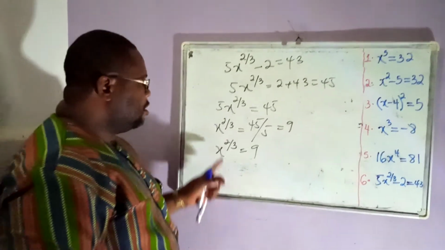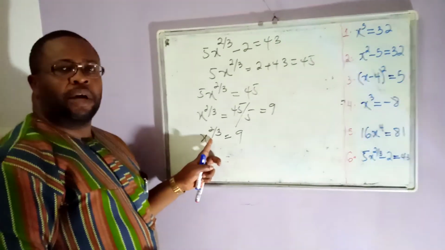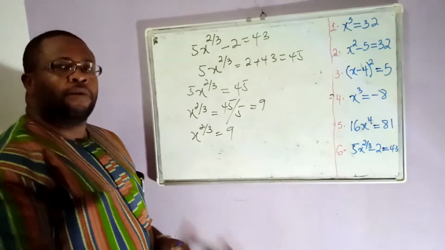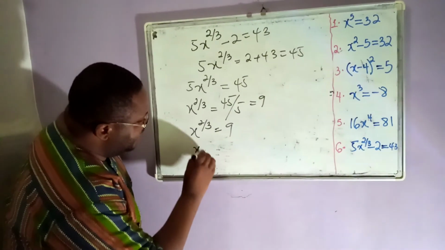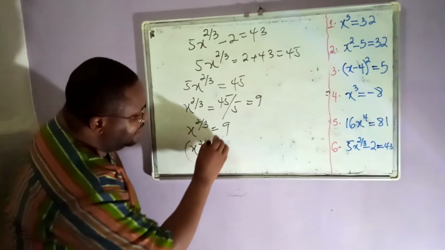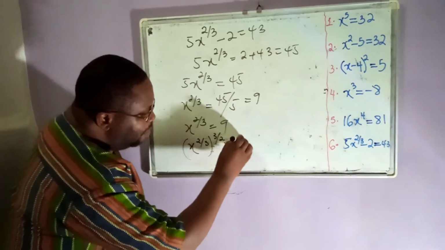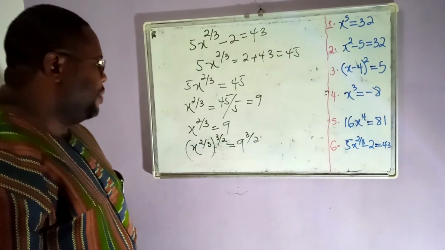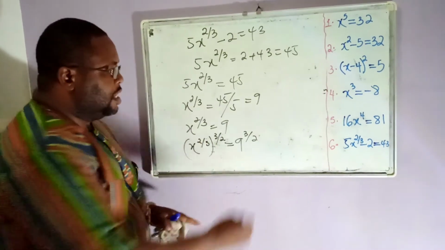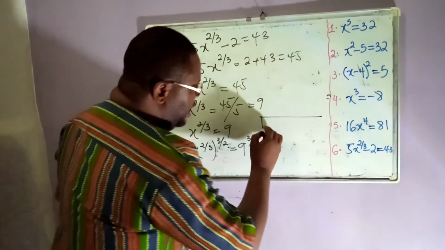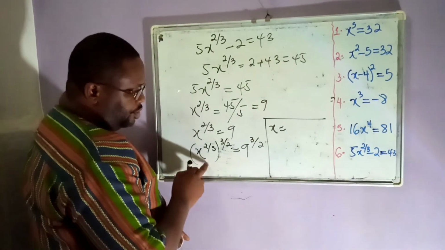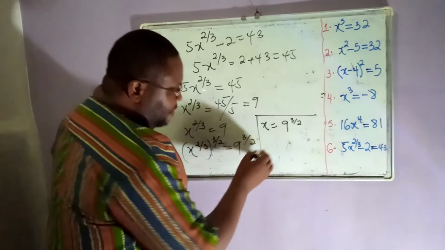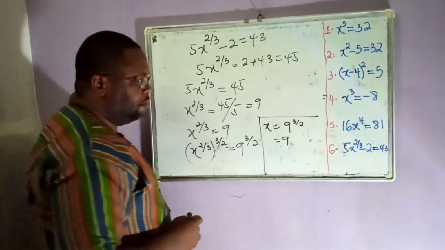So x to the power 2 over 3 is equal to 9. Now, to make x the subject, I'm going to raise both sides by the reciprocal of what is here. I have 2 over 3 here. The reciprocal of 2 over 3 is 3 over 2. So I'm simply going to raise the left side to 3 over 2, and I'll raise the right hand side to the power 3 over 2. And when I do that, this one is going to cancel this. Let's quickly put our solution here. So x simply becomes equal to, on the right hand side, 9 to the power 3 over 2.